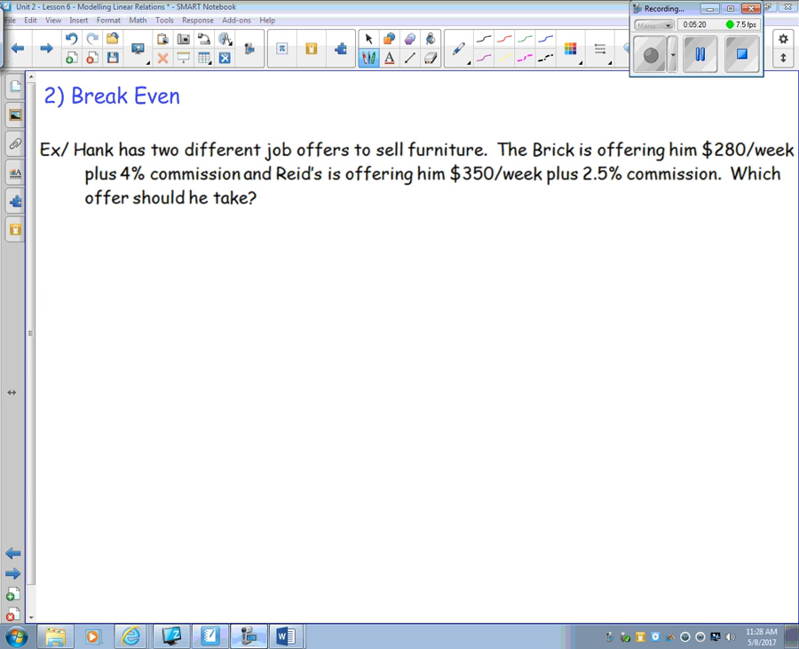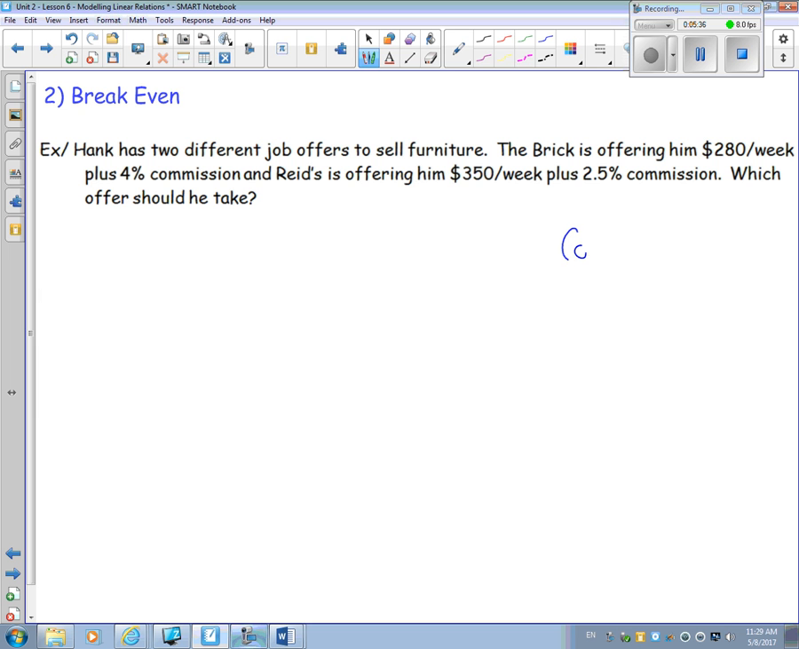So in this question, we have Hank. He has two different job offers to sell furniture. The Brick offers him $280 a week, plus he earns 4% commission. Reed's offers him a little bit more each week, but his commission's lower. So we need to talk about commission first of all.